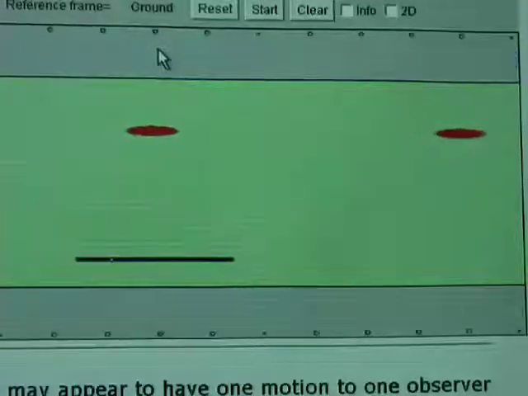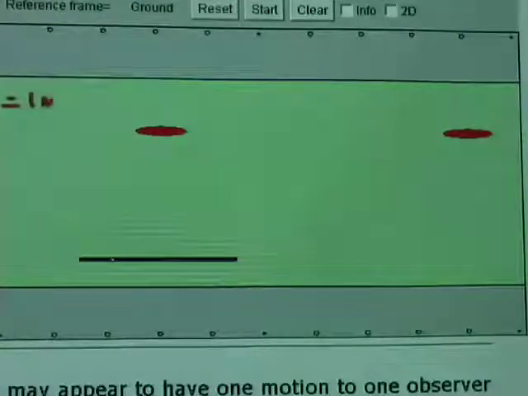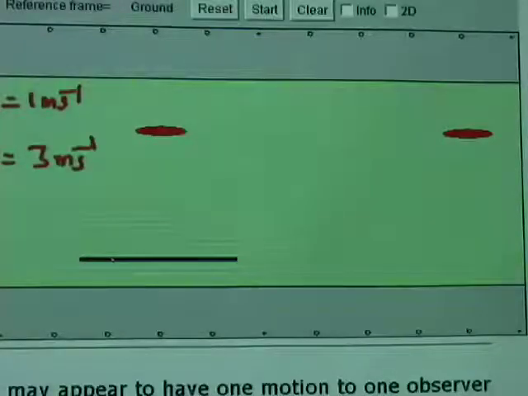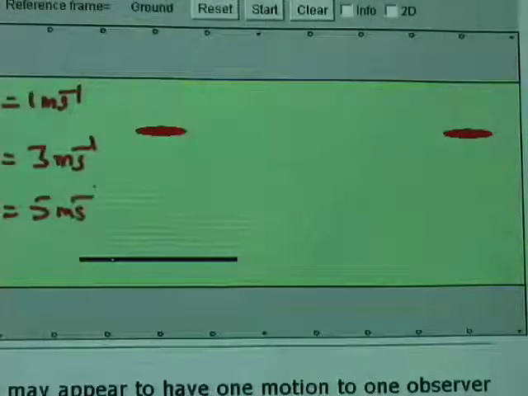So let me write that down here. We say velocity of man is 1 meter per second. Let's say the velocity of the river is 3 meters per second. And velocity of the boat is 5 meters per second. We're just assuming these values. Alright, let me write that again.